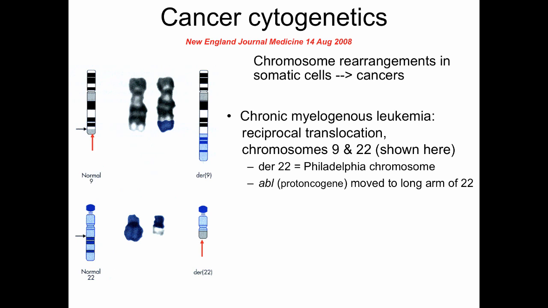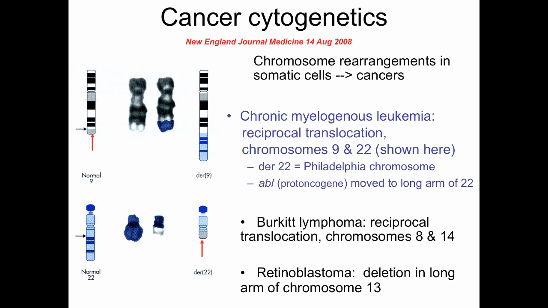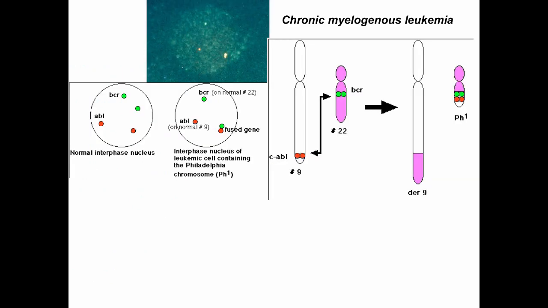For example, chronic myelogenous leukemia is a reciprocal translocation between chromosome 9 and 22, and that's shown here. The derivative chromosome 22 is called the Philadelphia chromosome. There is a case where the Abl proto-oncogene is moved to the long arm of chromosome 22. Reciprocal translocations between chromosome 8 and 14 can cause Burkitt lymphoma. A deletion in the long arm of chromosome 13, for example, can cause retinoblastoma. Here's the example of the reciprocal translocation between chromosome 9 and 22 causing chronic myelogenous leukemia.